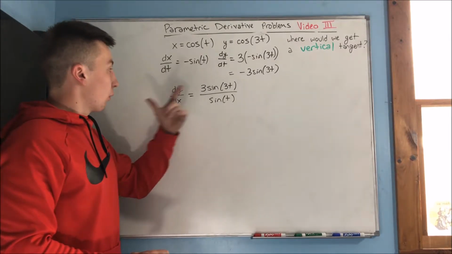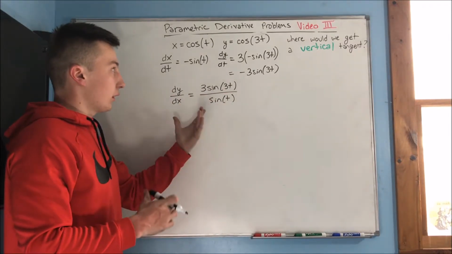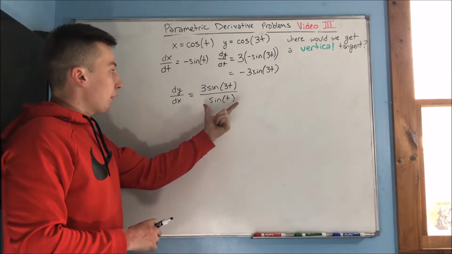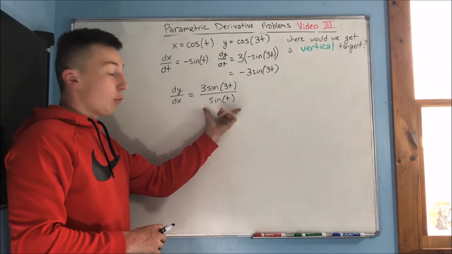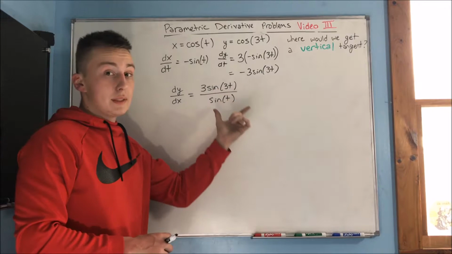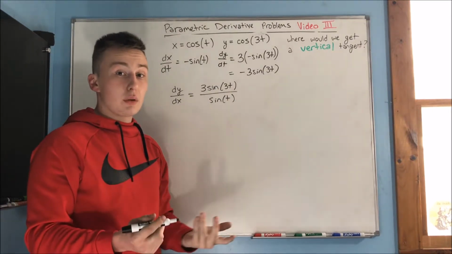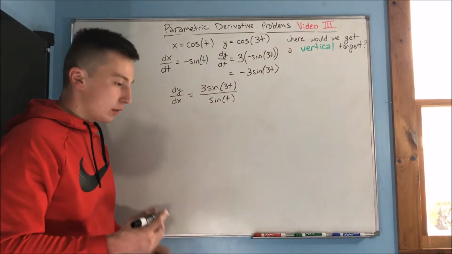Now, what do we do with this now? Well, we have to figure out where the denominator will be 0 and the numerator will not be 0, because at that point we would get a vertical tangent. So where will sine of t be 0?